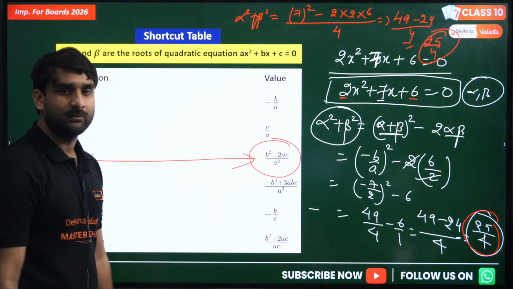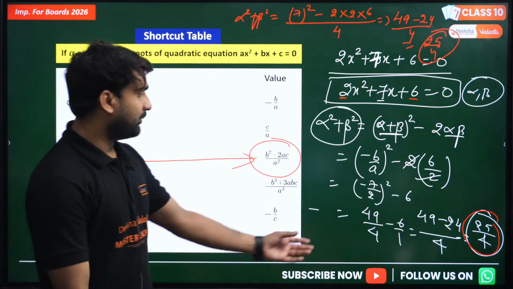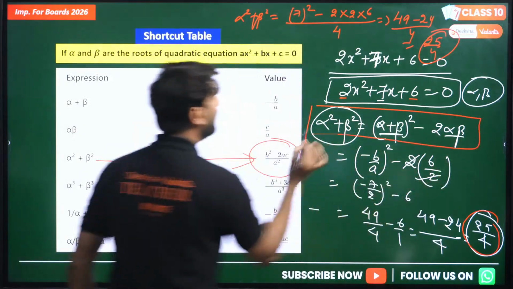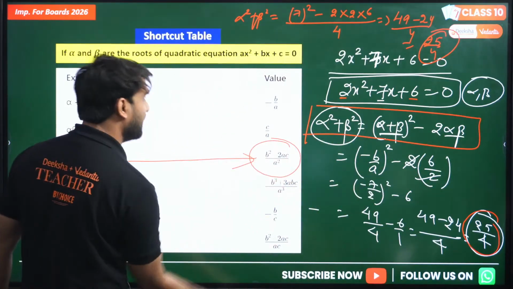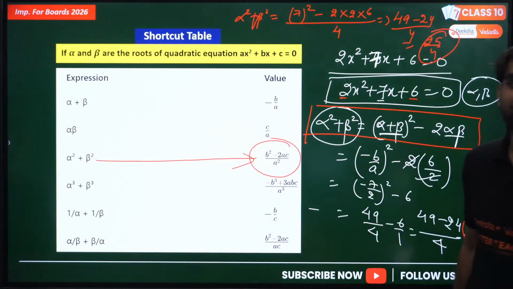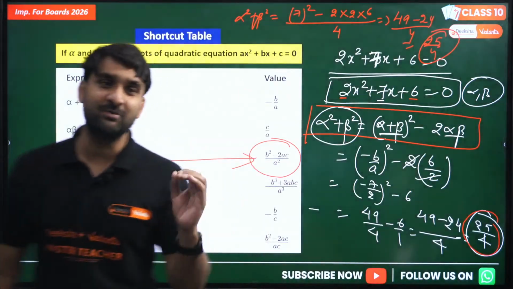This is all about it. So you can use this formula directly, or instead you can also use this formula. So these are the shortcuts for you all, if alpha and beta are the roots of any quadratic equation ax square plus bx plus c.